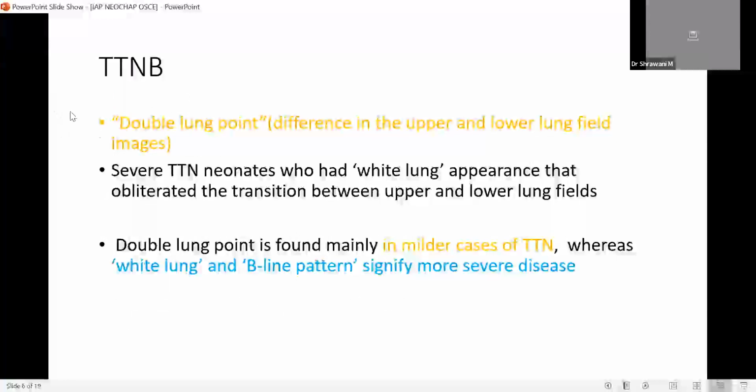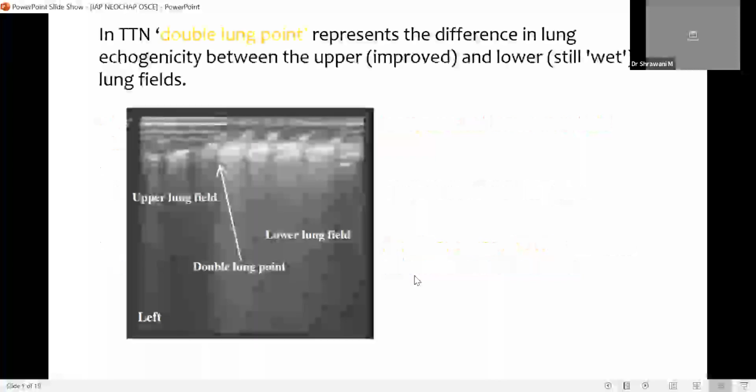Okay. So as all of you said correctly, that's a TTNB double lung point. Why we see a double lung point in the TTNB is a difference in the echogenicity in the upper and the lower lung field images. But severe TTNB cases can have a white lung appearance. Double lung point is usually seen in milder cases of TTNB, whereas white lung or B line pattern signifies more severe disease.